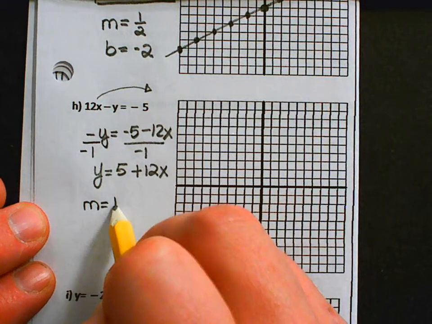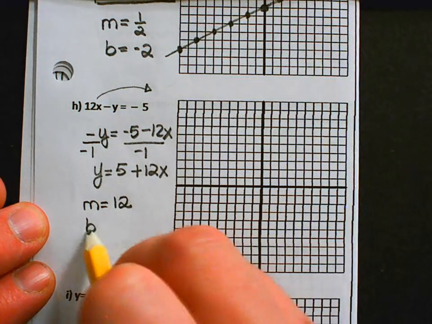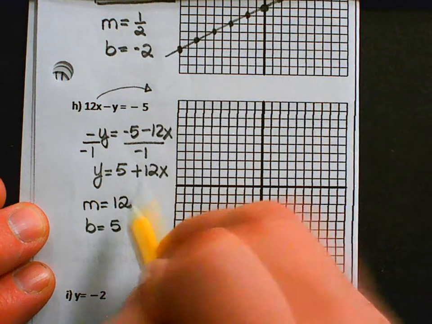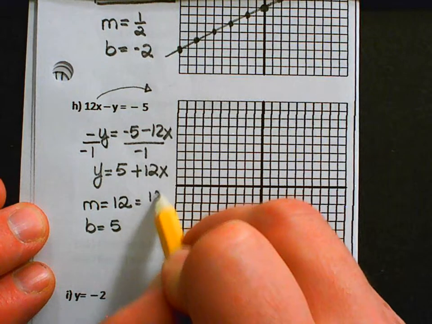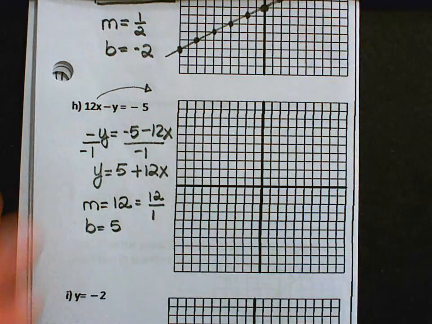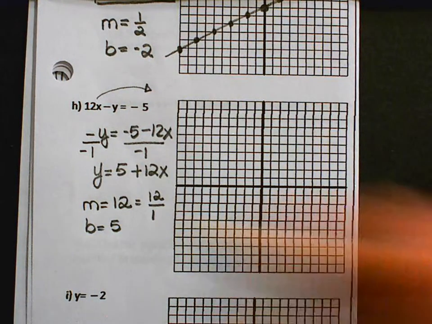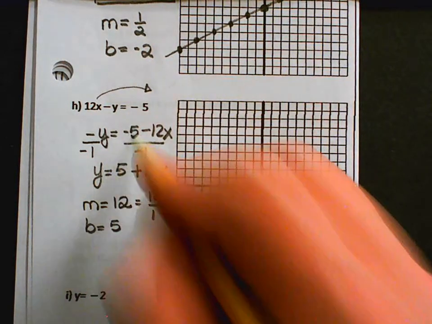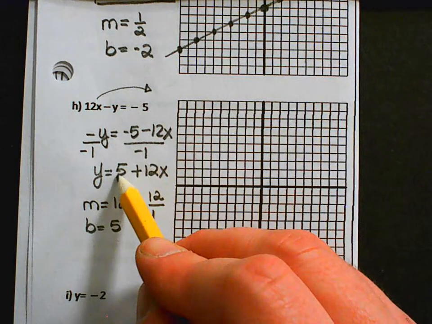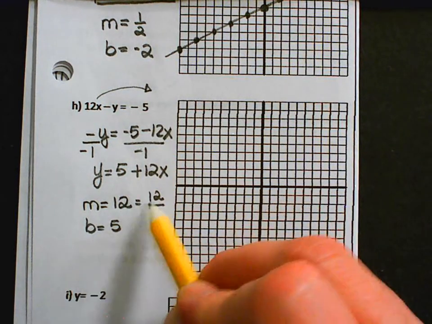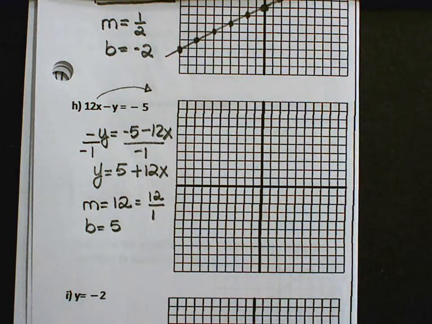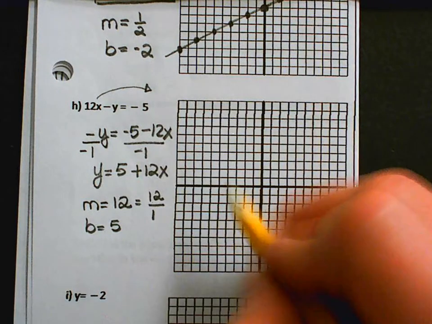So my slope is going to be 12, and my b is going to be 5. Now remember, we want the slope to be a fraction, so we're going to put a 1 underneath the 12. Alright, and I did not make a mistake. Negative and negative is a positive, negative and negative is a positive, so we're fine here. We're good. Alright, so let's go on to graphing.